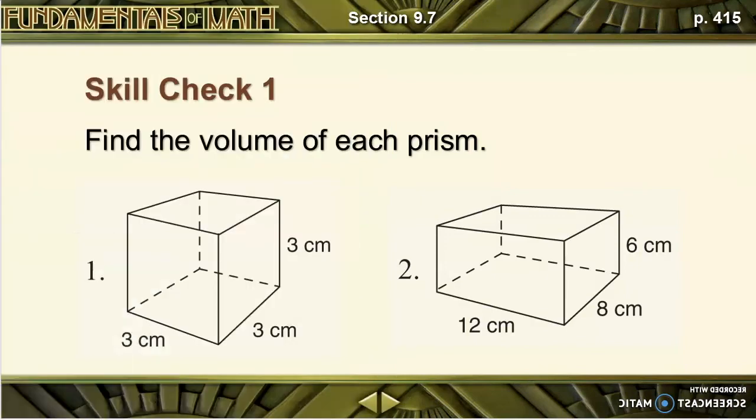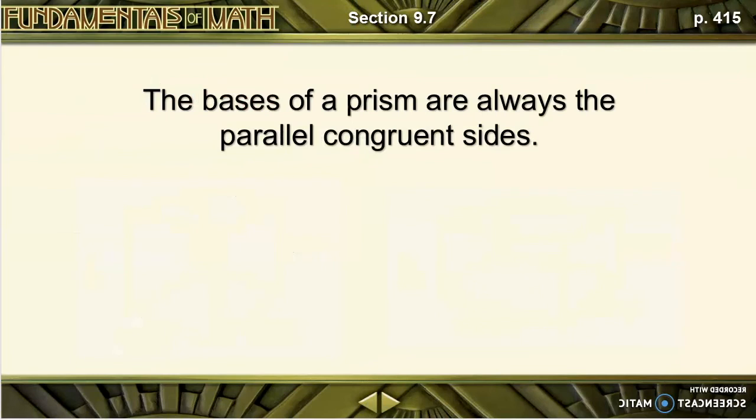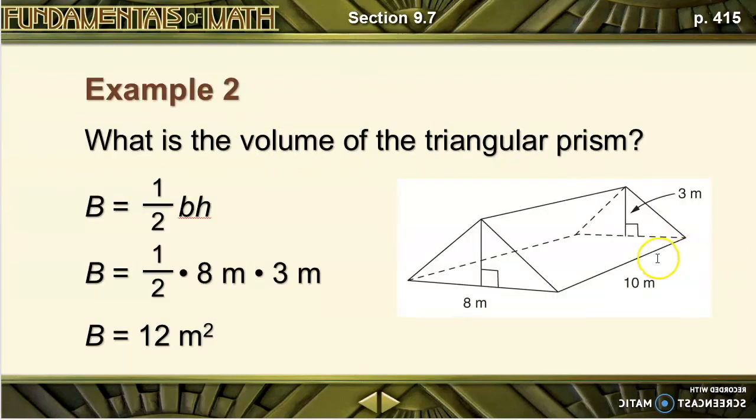Alright. Next, one thing we should always talk about is the bases of a prism are always going to be parallel and congruent. Parallel, meaning they're across from each other, they face the same direction. Congruent means they're the same size. So look at this example right here. It says, what is the volume of the triangular prism? Well, this shape's a little bit different. We can't just multiply all three of these numbers together like we would a rectangular prism. We need to find the area of the base times the height.